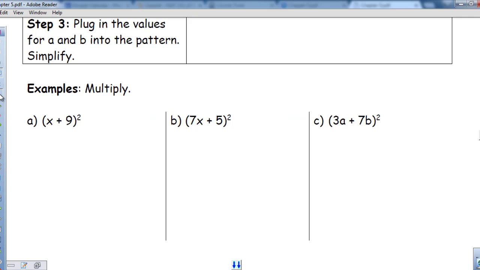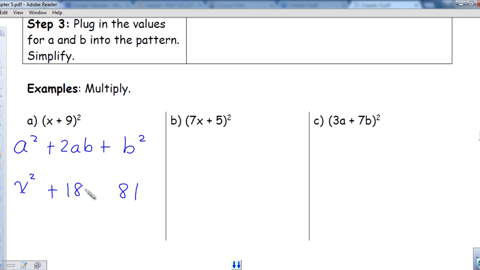Okay, so we got x plus 9 squared. The pattern, again, I'm going to write it out as a squared plus 2ab plus b squared. I know the pattern in my head, and normally what I do is I square the first term and I square the last, and then do the one in the middle. So I would say x squared, then I've got 9 squared, which is 81. And then in the middle, I need 2 times x times 9, or 18x. Plus 18x.